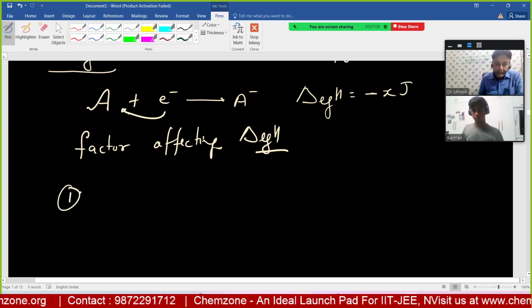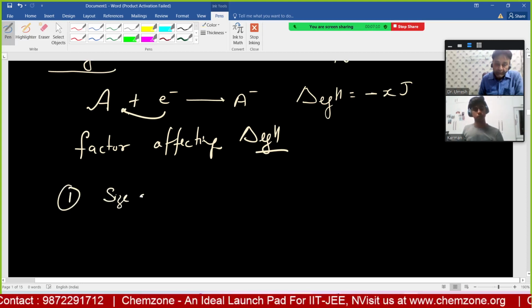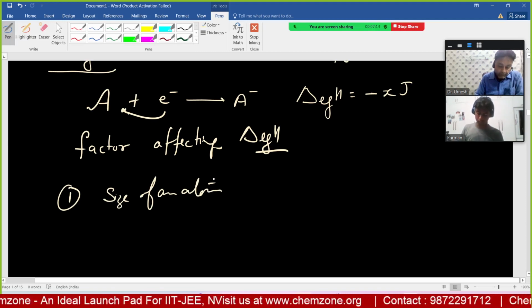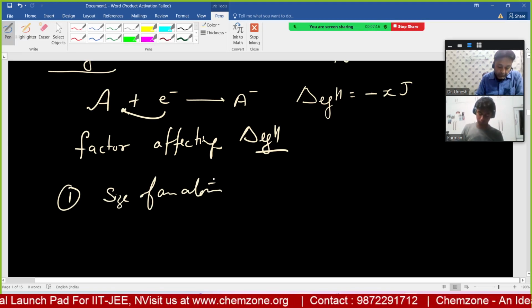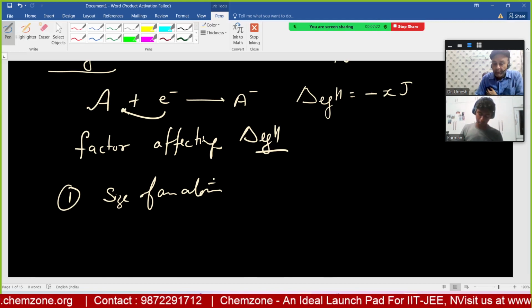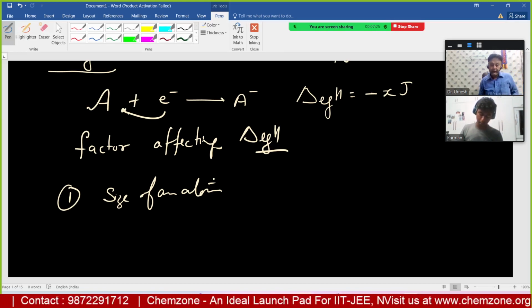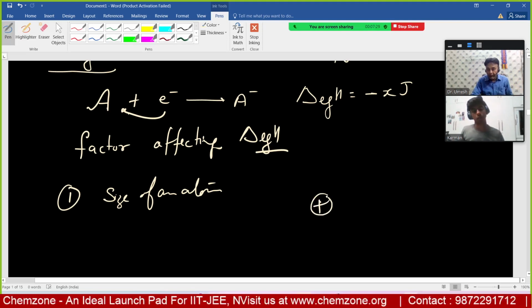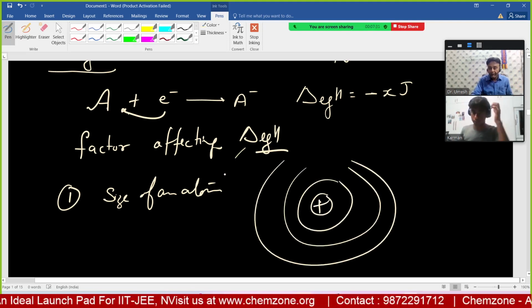So it depends upon, number one, the size of an atom. It depends upon the size of the atom. If the size of the atom is more, what will happen? The number of shells will increase.